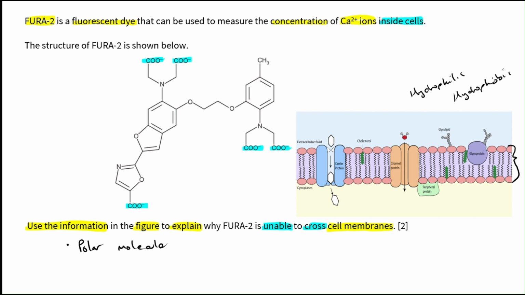Well, this molecule is a polar molecule, which therefore means that it is hydrophilic. And because it's hydrophilic, it will not be able to cross the phospholipid bilayer because of that hydrophobic region. So that's a way in which they could expect you to answer this question. The other thing is there's lots of atoms being held together. It's quite a large molecule. And so therefore, the only way it's going to get across the phospholipid bilayer is through using a protein. Now this could be a carrier protein. So that's one way in which we could answer this question.